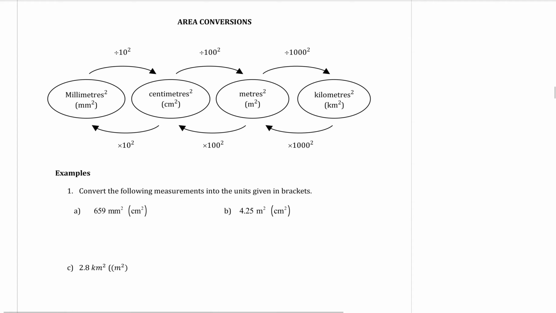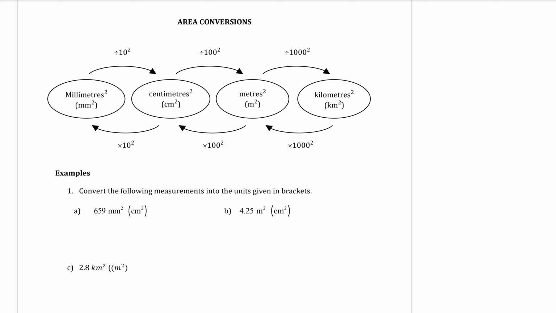We have a conversion diagram here. So you'll notice it looks very similar to the one that we had for length, but now everything is squared, okay, because it's area. Area is units squared. So it's easy to remember as long as you remember that. Okay, so convert the following measurements to the units given in the brackets. So 659 millimeters squared to centimeters squared.